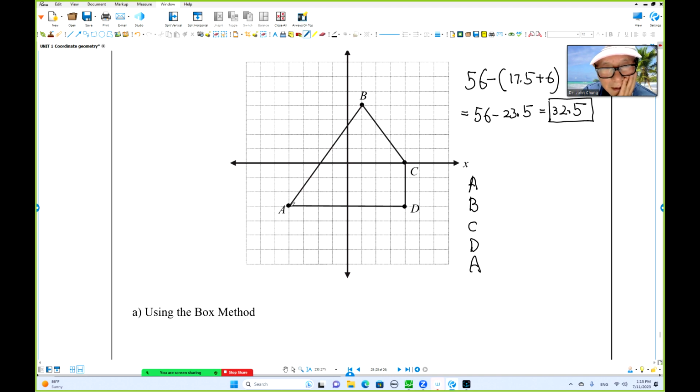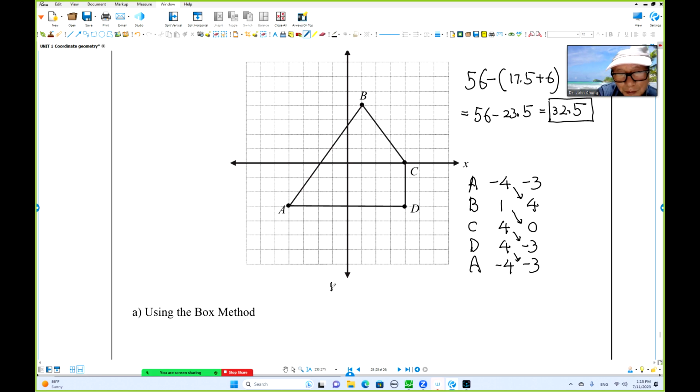A is what? Negative 4, negative 3, right? B is 1 and 4. C is 4 and 0. D is what? Still 4, but negative 3. A is negative 4, negative 3 again. Now, use this one. 1, 2, 3, 4 here, okay?